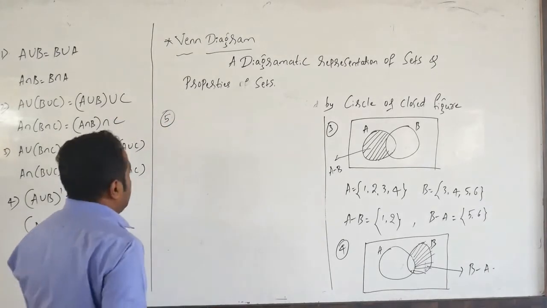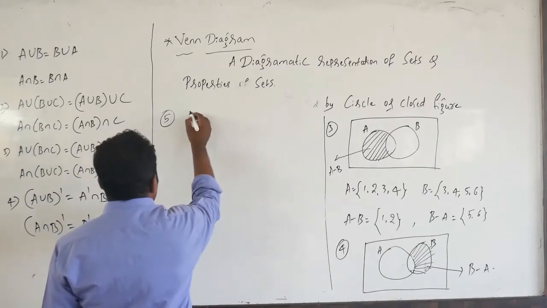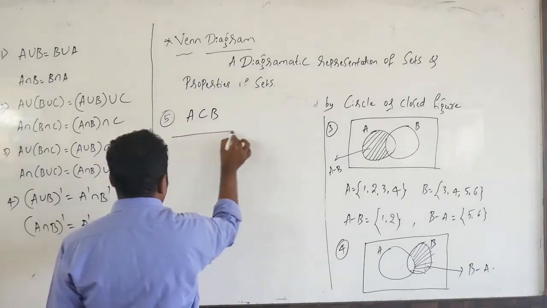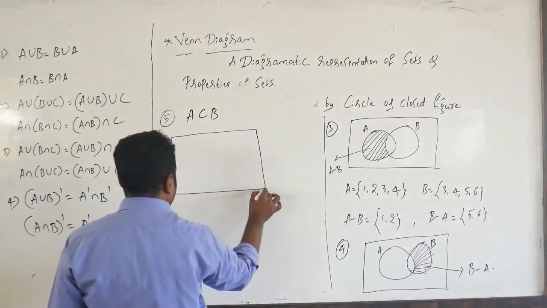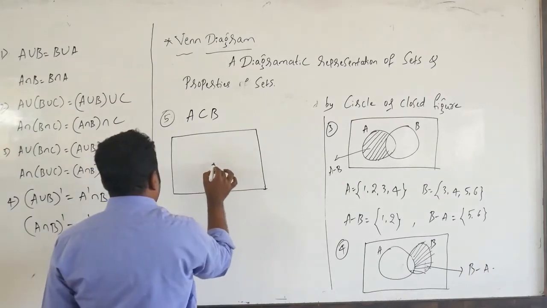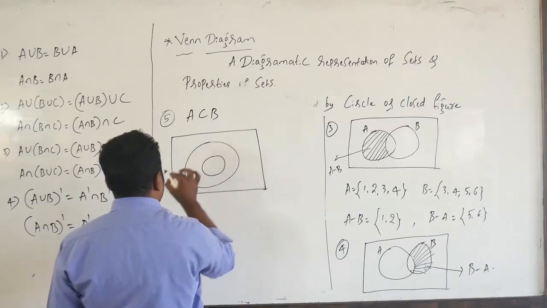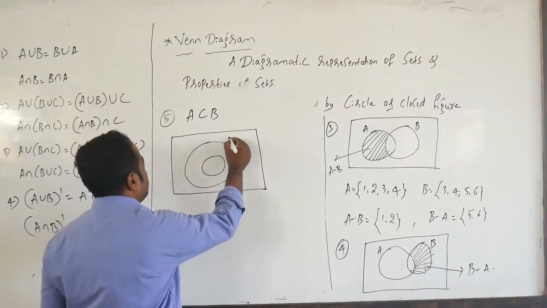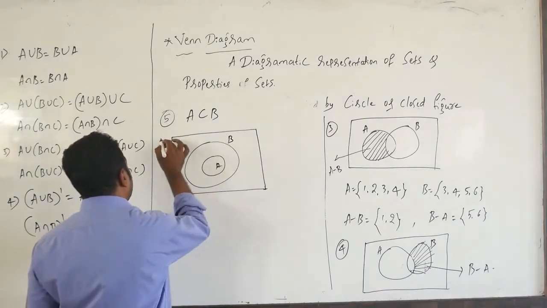Next, fifth one, A subset of B. Set A. This is a set B. That indicates A is a subset of B. This is the B set. This one is the set A. That whole set is the universal set.